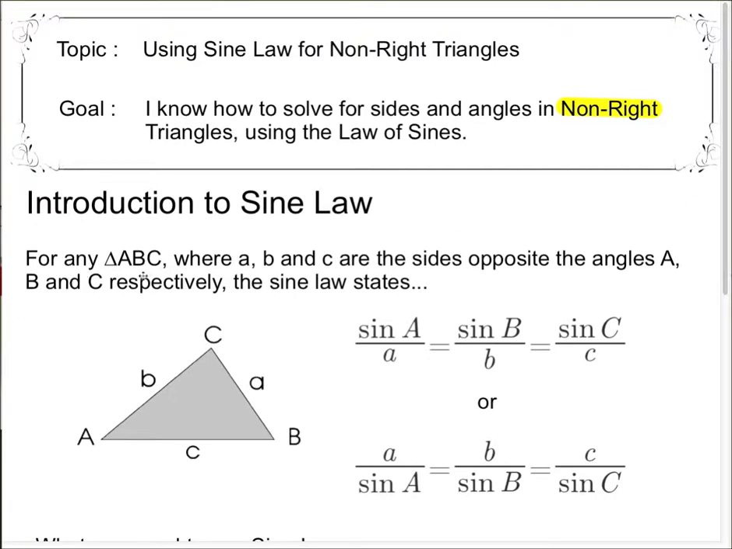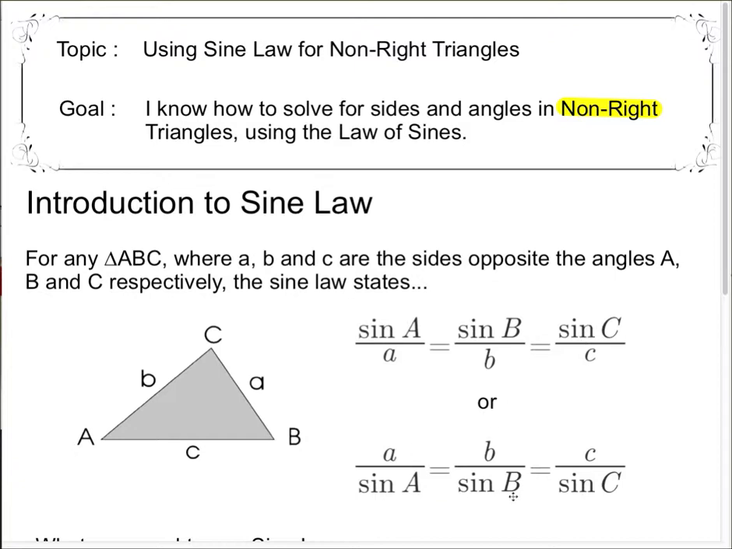This is the sine law for any triangle ABC, where little a, little b, little c are the sides opposite the angles A, B, and C respectively. That's big A, big B, big C respectively. Here's what the sine law says. If I take the sine of the angle and divide it by its opposite side, and take the sine of another angle and divide it by its opposite side, and take the sine of the third angle and divide it by its opposite side, all three of those numbers will be the same. In other words, they are proportional. And anytime you have a proportional relationship, you can solve for things.